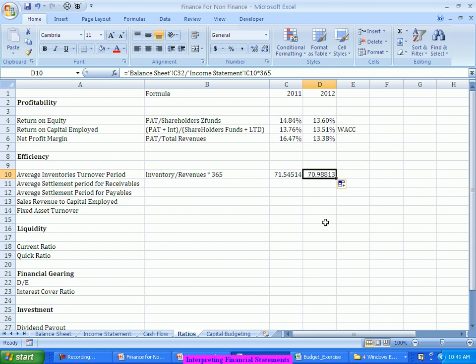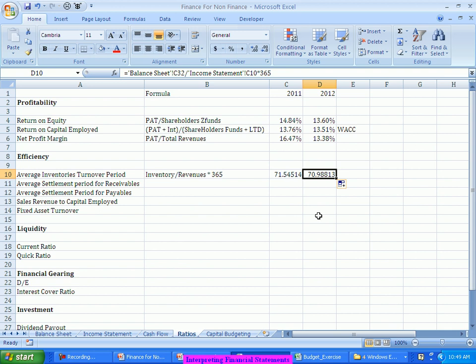So some medicines could turn out within 2 to 5 days itself. Some of them may take 1 year. So on an average, it is taking around 71 days. Again, the comparison of all these ratios is with respect to the competitors and the past itself. Only that is the way to compare. There is no way to say this is high, this is less.